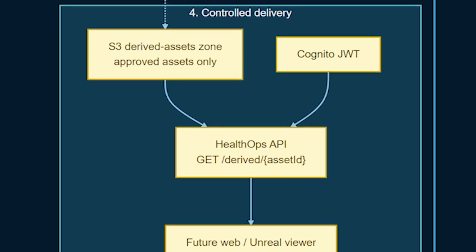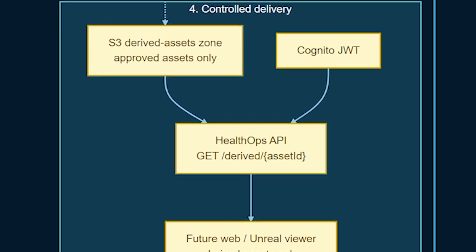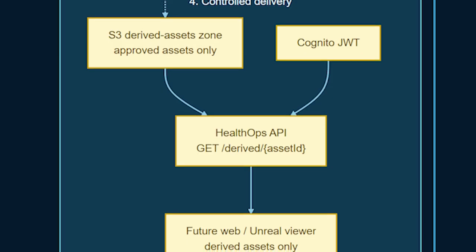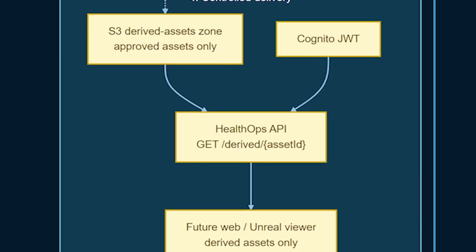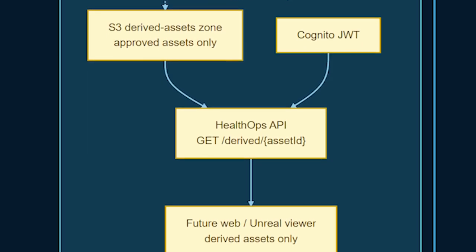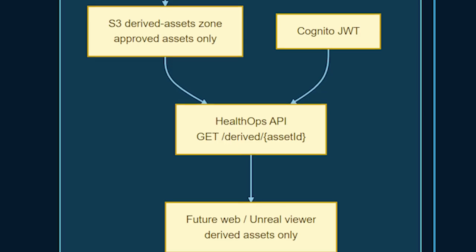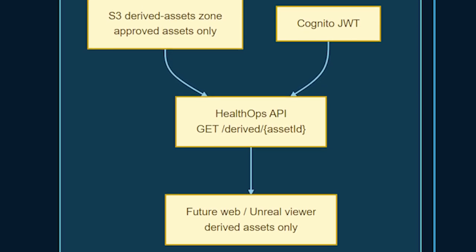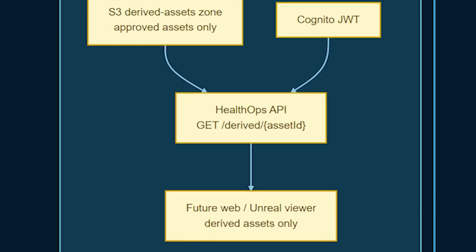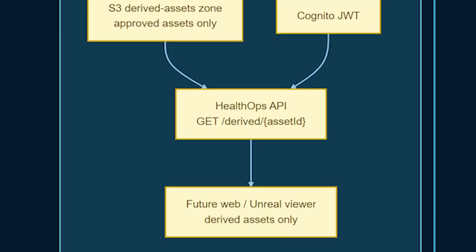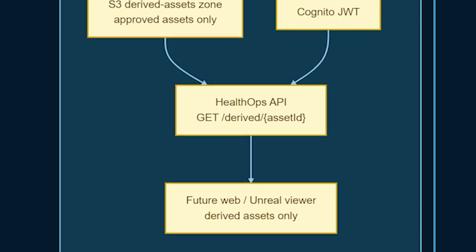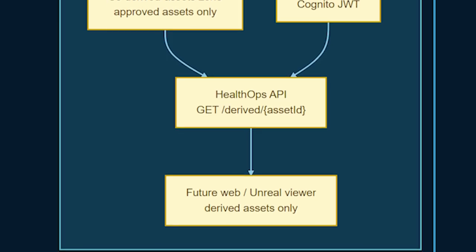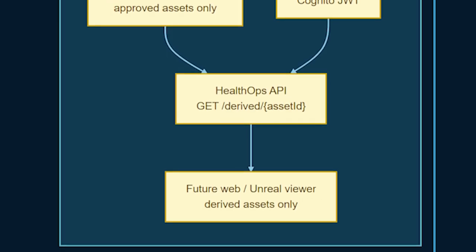Delivery Lambda in HealthOps Delivery. The delivery function can access only the approved prefix in the derived assets bucket. This keeps source imaging and derived visualization assets deliberately separated. Future Web and Unreal Viewer, not deployed yet. The viewer is a consumer of approved assets, not a medical system of record. It receives a narrow, authorized result rather than unrestricted clinical imaging access.